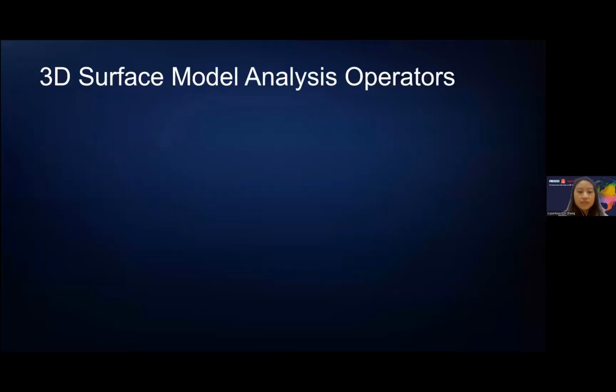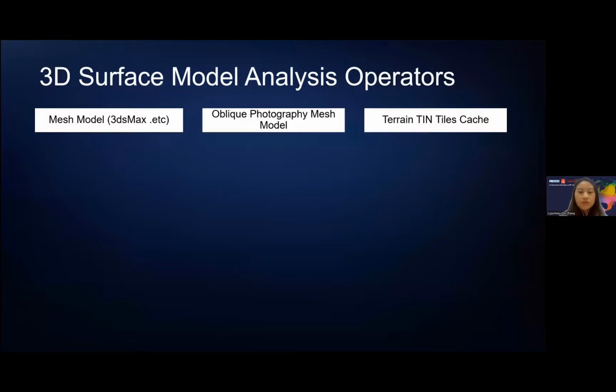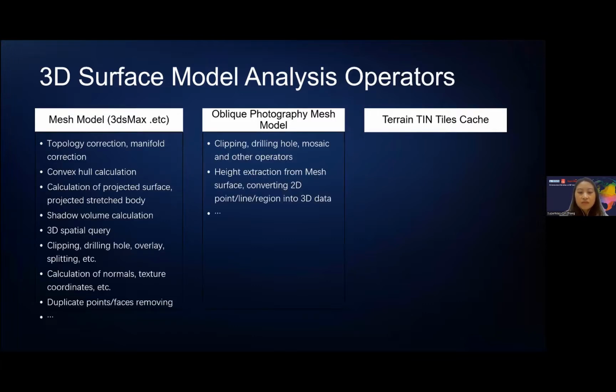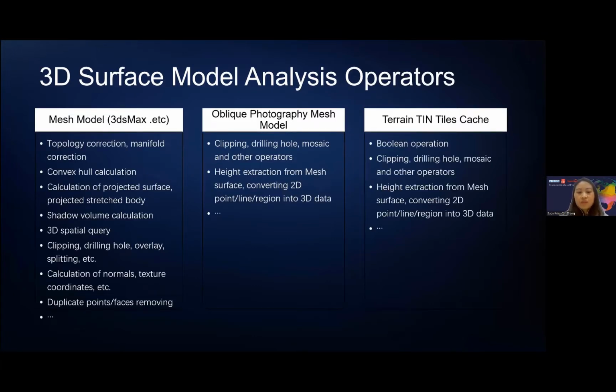Except for the 3D spatial analysis, we also provide many analysis operators for different models. For the 3D surface model, including the mesh model generated by surface modeling tools such as 3D Max, and the mesh model generated by oblique photography automatic modeling tools, as well as the terrain tiles model, we provide a variety of analysis operators for this data, which is convenient for developers in multiple industries to achieve data aggregation and fusion, and support more in-depth 3D GIS applications.